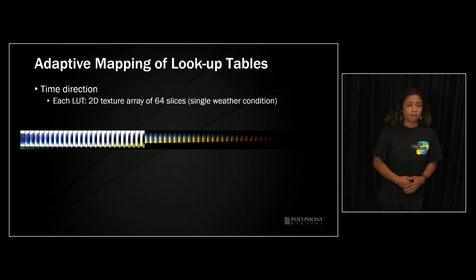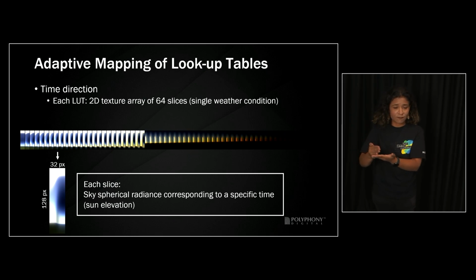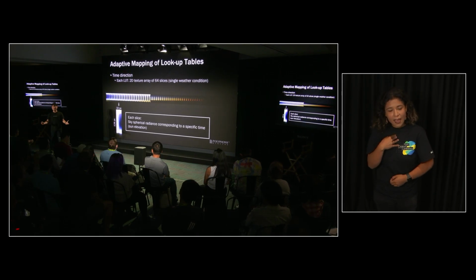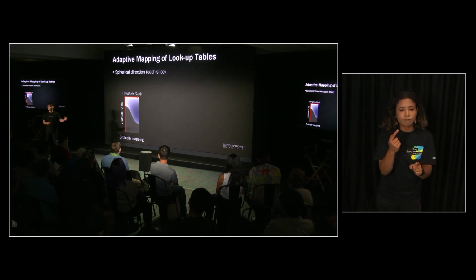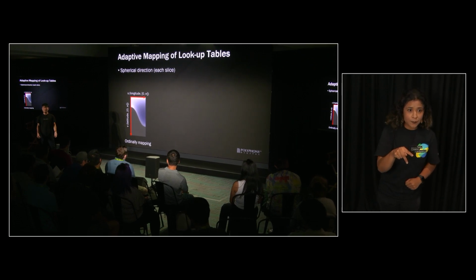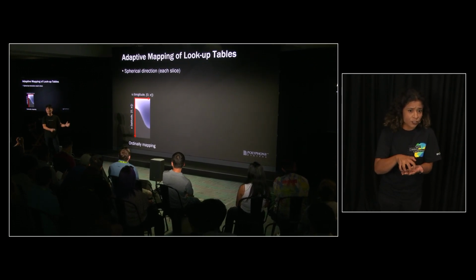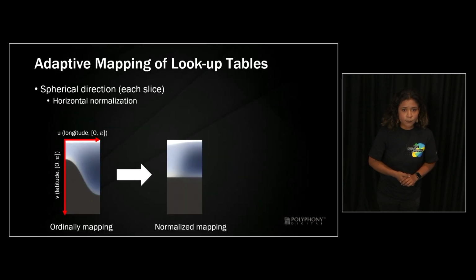Each lookup table is a 2D texture array of 64 slices and corresponds to a single weather condition. And each slice contains a sky spherical radiance corresponding to a particular time. In addition to that, adaptive mapping is performed for each slice to save texture resolution. This figure is an ordinary latitude-longitude mapping. And we apply a horizontal normalization.